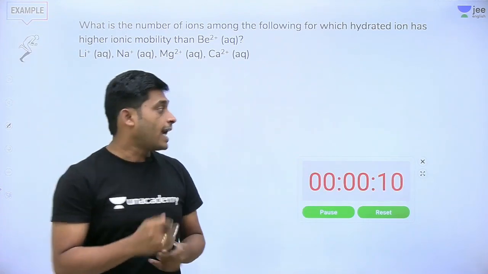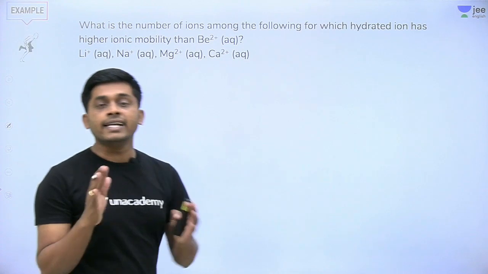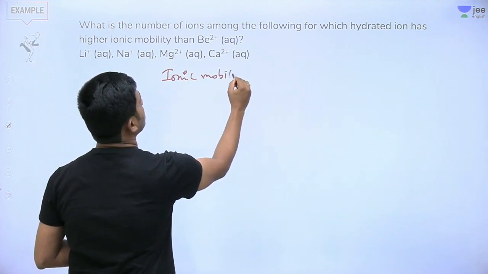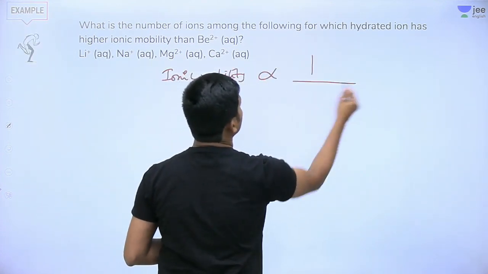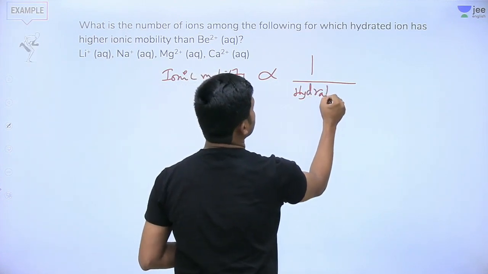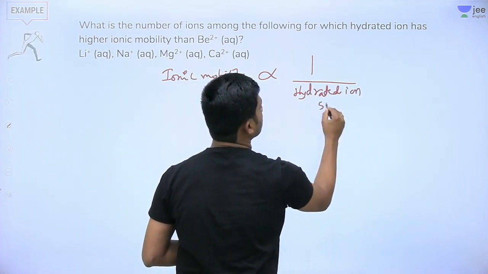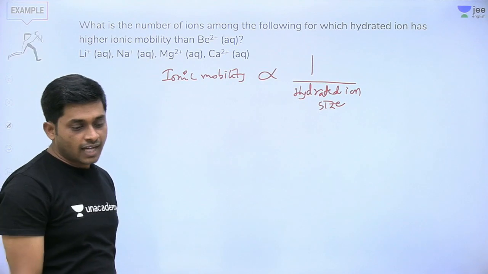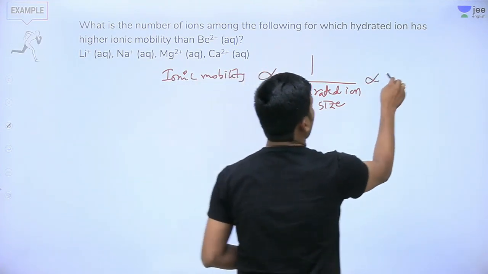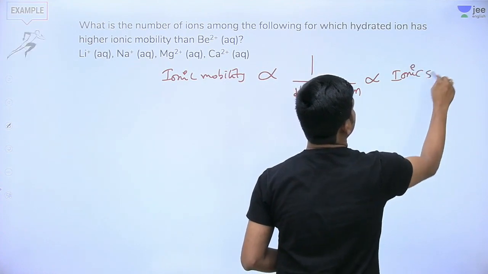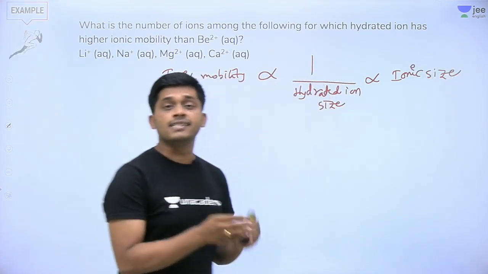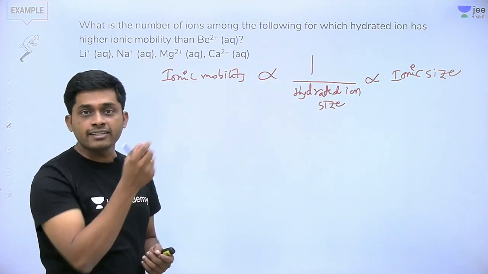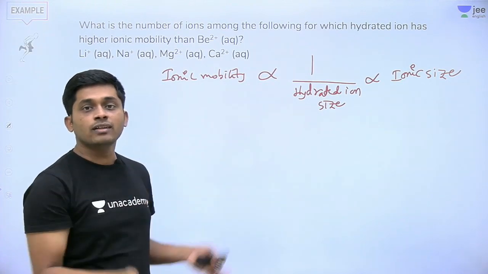Ionic speed depends on hydrated ion size. Ionic mobility is inversely related to hydrated ion size. Okay, so how to compare hydrated ion size? Hydrated ion size depends on ionic size. If ionic size is less, hydration is more, or vice versa, right? If ionic size is less, hydration is more. If ionic size is more, hydration is less.